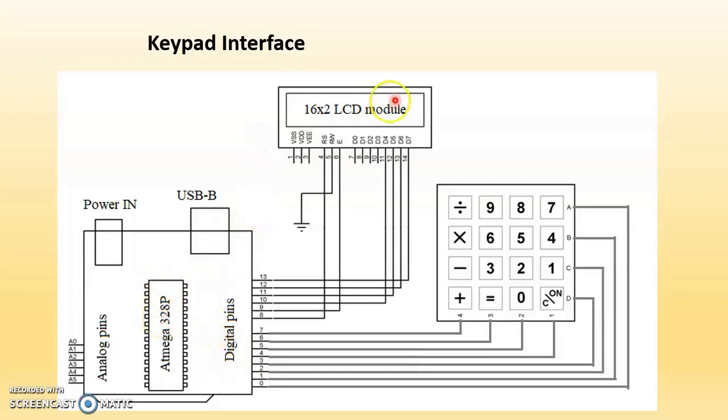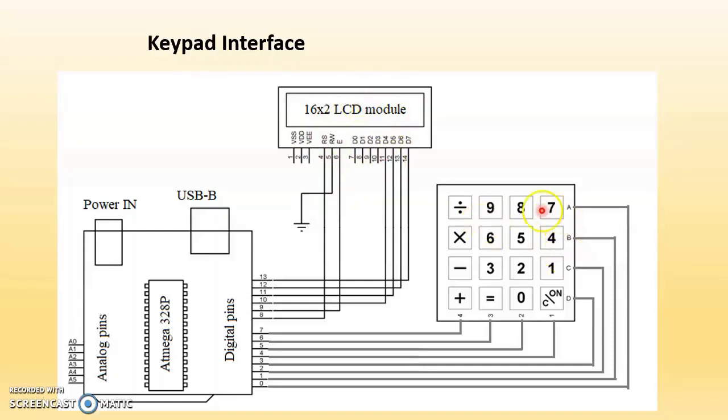Now I have also connected here a 16x2 LCD module. So why is this module connected? Because we have to see the characters we have assigned for this keypad on this LCD module. That's why we have connected it. We can also see the characters on the serial monitor, but for understanding we have connected the LCD module here.